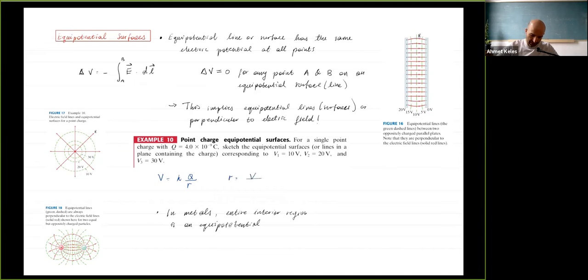then R is equal to K times Q over V. And V is 10 volts, divided by K. What was K? Does anybody remember K? So maybe I can write the first part, 8.99 times 10 to the 9, and the unit, exactly, right? The unit is Newton meter squared divided by Coulomb squared, and the charge is 4.0 times 10 to the minus 9 Coulomb.